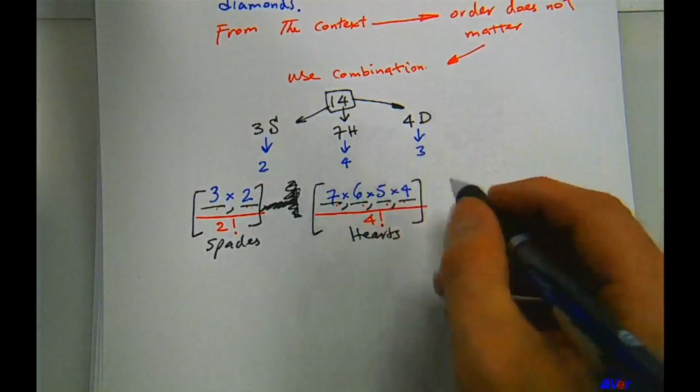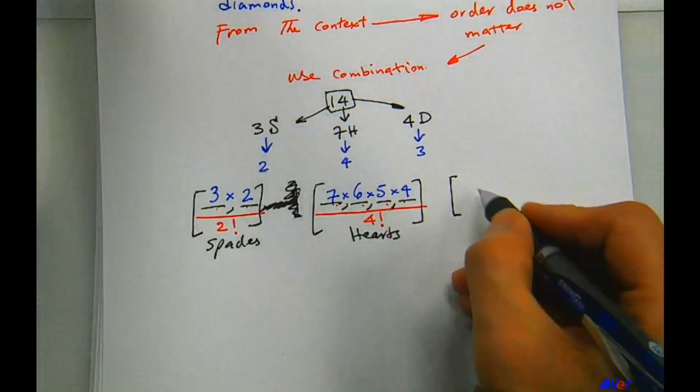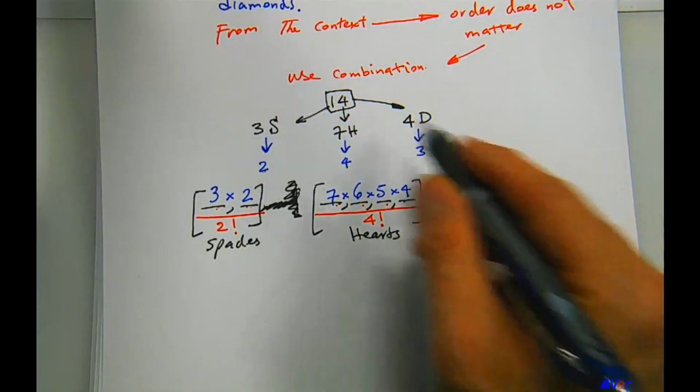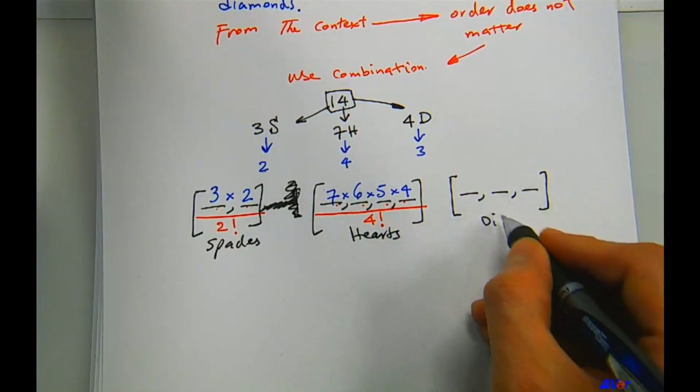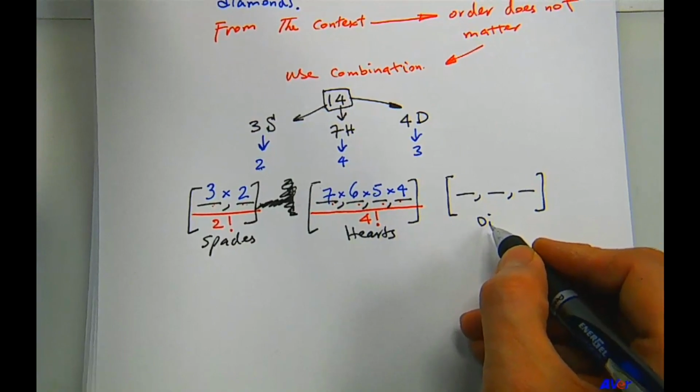Okay, for the diamond group, we're picking for 3 spots from 4, so 1, 2, 3. And this is the diamond group.